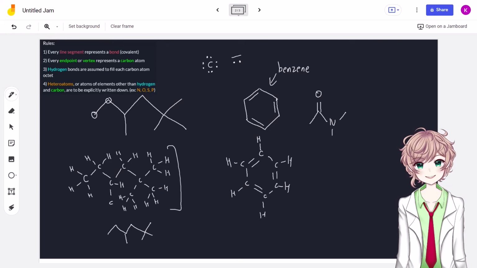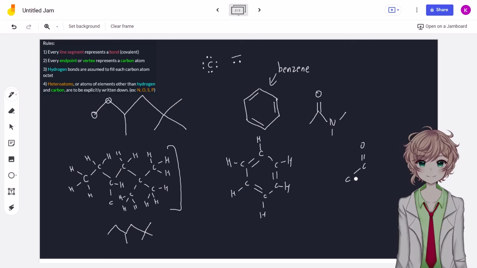And let's focus on this molecule now. Right, according to our rule, each vertex endpoint represents a carbon. Notice how in this line structure, line formula, we draw the oxygen and nitrogen. So that goes back to rule number 4. Heteroatoms, or atoms of elements other than hydrogen and carbon, are to be explicitly written down. So anything other than carbon and hydrogen, you write down.